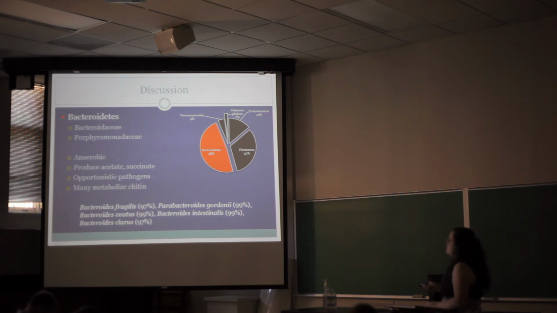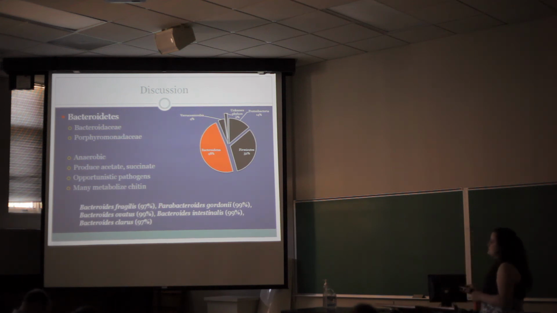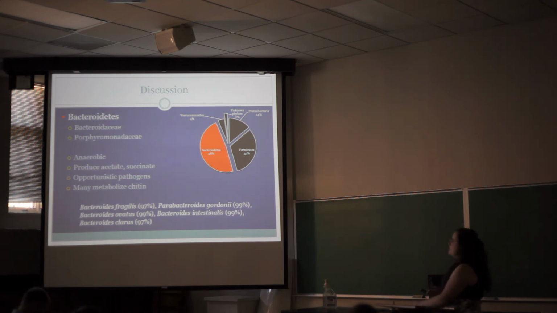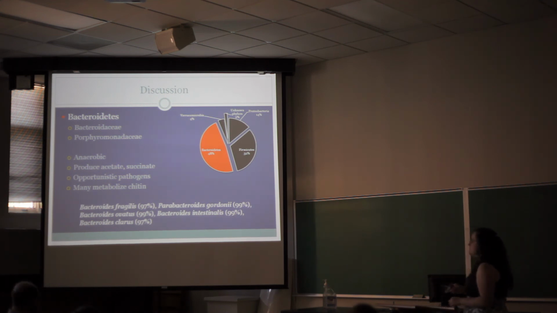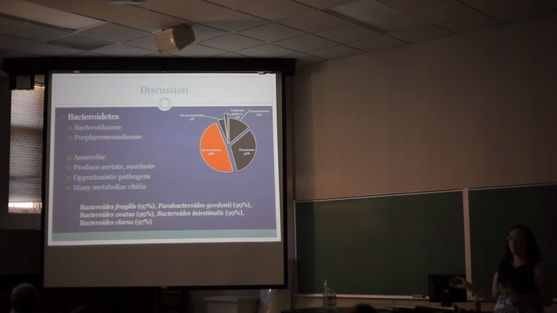Some of the relatives in the GenBank database with the highest percentage of homology were Bacteroides fragilis, Parabacteroides gordonii, Bacteroides ovatus, Bacteroides intestinalis, and Bacteroides clarus. These are all commonly found in other intestinal tracts.